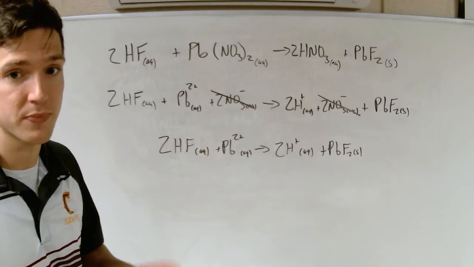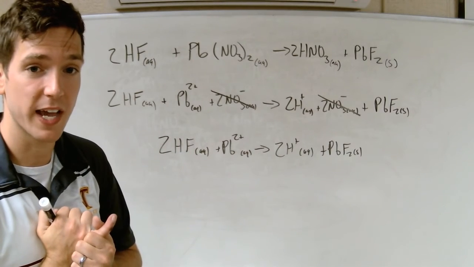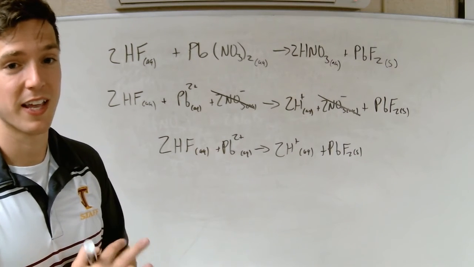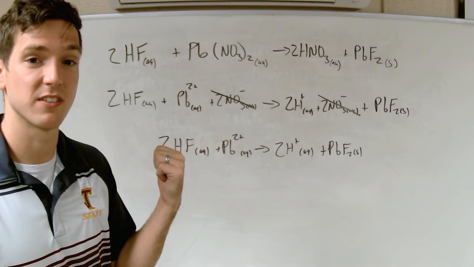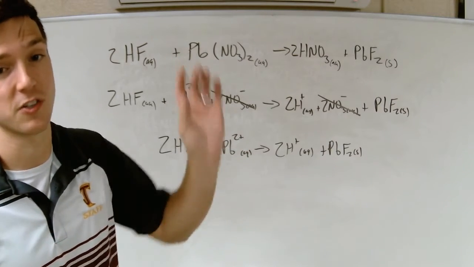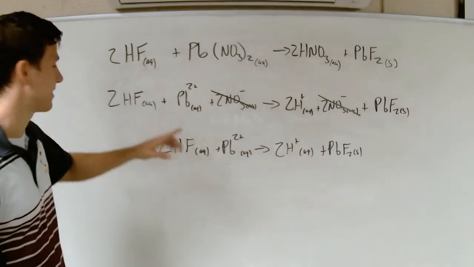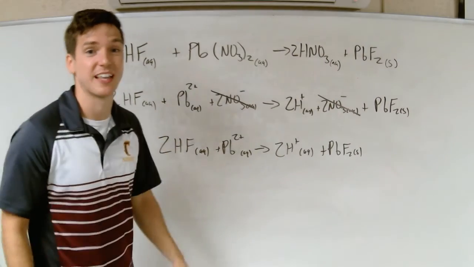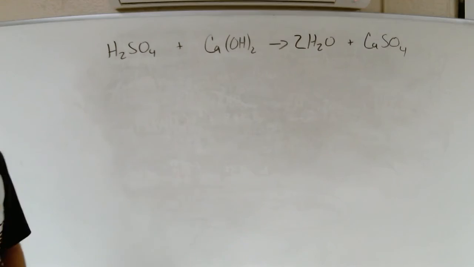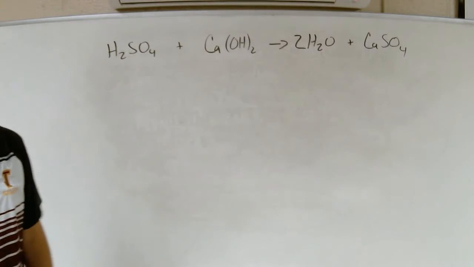So remember, net ionic equations: don't dissociate weak acids and weak bases. Don't dissociate solids. And the way we know they're weak acids or weak bases is if they start with H and they're not one of our strong acids, or if they end in OH and they're not one of our strong bases. So that's the thing that we've added this year. That's why we need to know NaCNO. That's why we need to know our strong acids and our strong bases. Sulfuric acid, calcium hydroxide, they're going to make water and calcium sulfate.